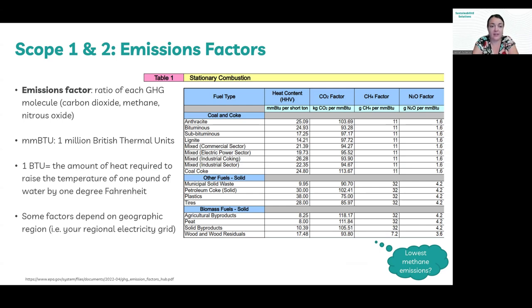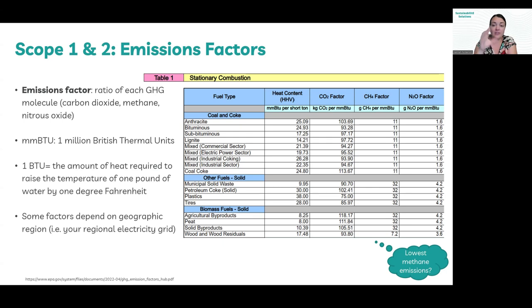So it's the quantity of combusted molecules of carbon, methane, and nitrous oxide. Just how much of each molecule these sources emit when we combust them is called the emissions factor. Energy is measured in British thermal units, which is the amount of energy it takes to heat 1 pound of water by 1 degree Fahrenheit.